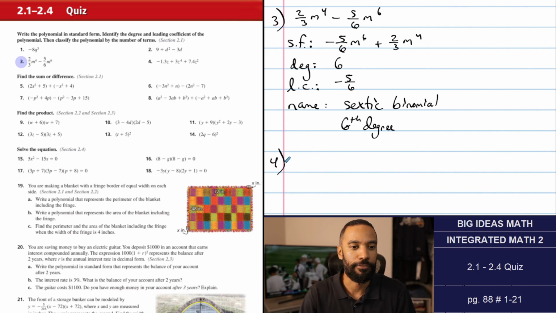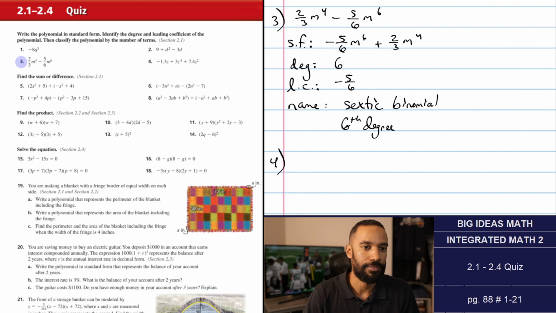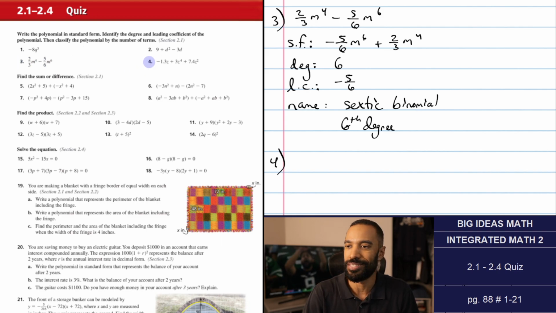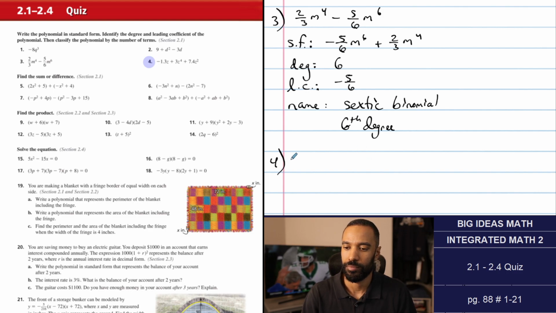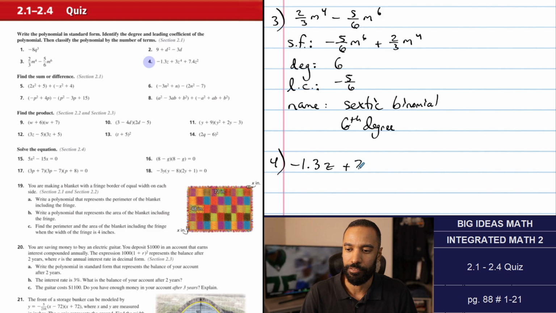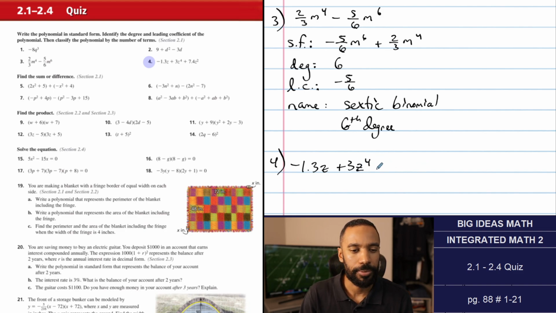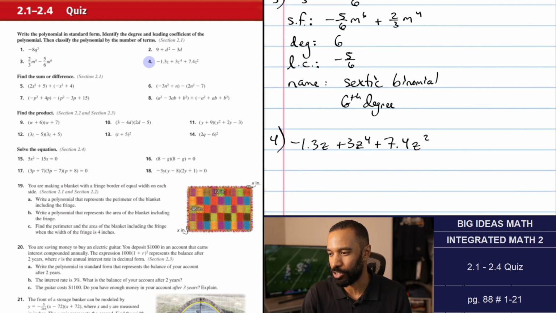There's number 4. We have negative 1.3z plus 3z to the 4th. I'm having trouble writing. Plus 7.4z squared. I said this wouldn't take too long, but I'm only on number 4. They have a lot of things that they're asking you to do for each individual problem.